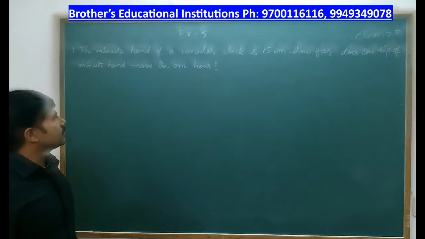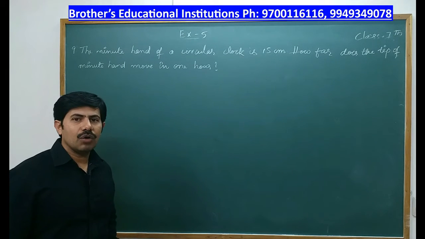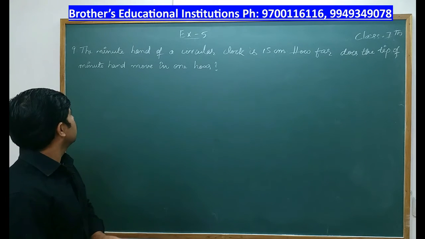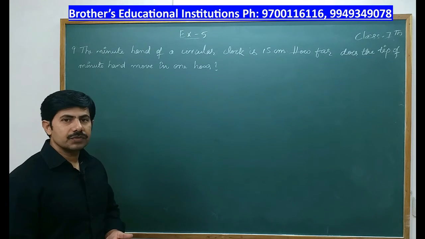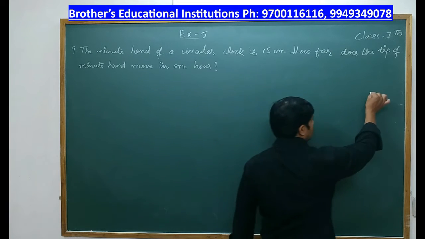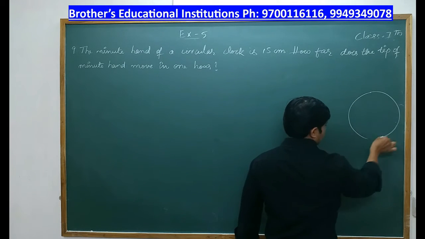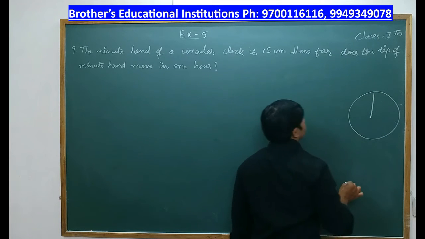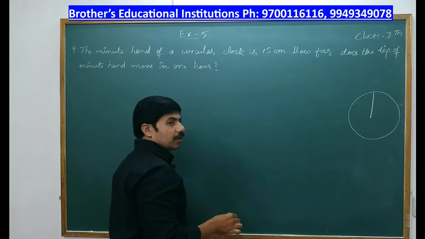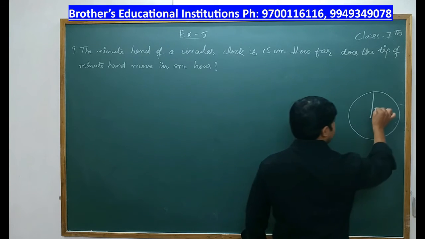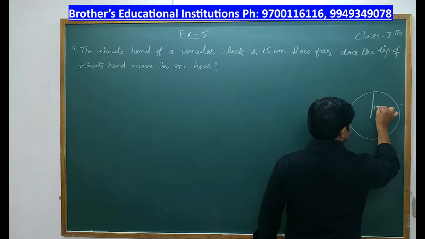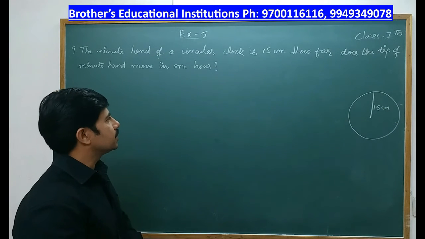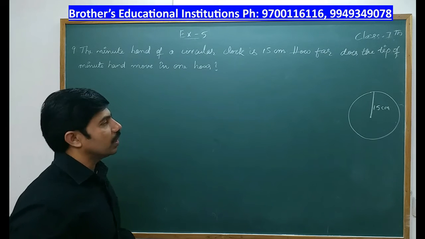The minute hand of a circular clock is 15 centimeters. How far does the tip of a minute hand move in 1 hour? So here, suppose this is a circular clock, and this is a minute hand. The minute hand is 15 centimeters, that means it is the radius. The radius is given as 15 centimeters. How far does the tip of the hand move in 1 hour?